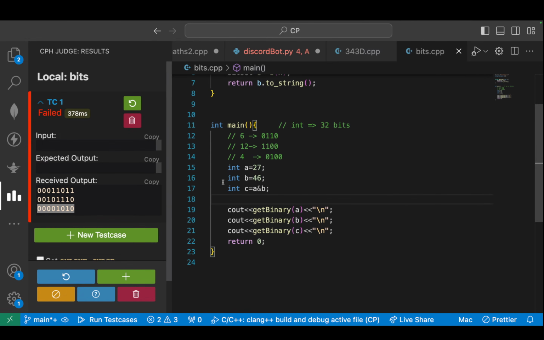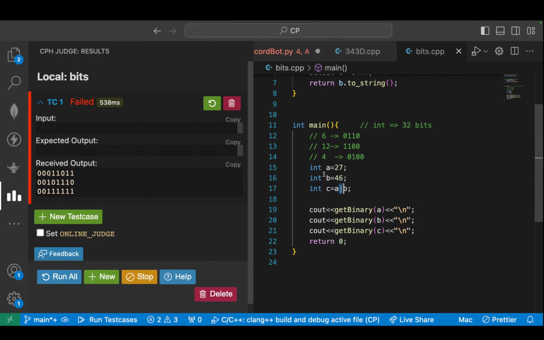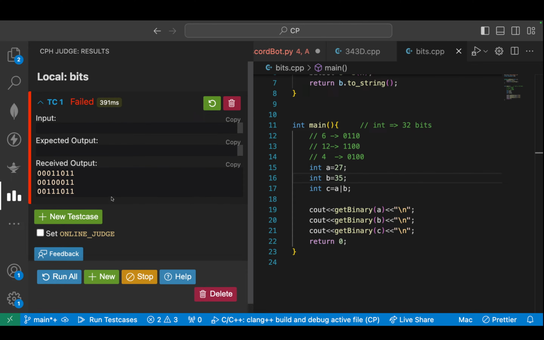Let's try something similar. So the symbol for OR is this particular pipe operator. So once you write it, you can actually test the results. Let's see over here. Okay, so it's getting all the values set. Let's test a different number, maybe 35. So over here you see the bits wherein at least one of the bits are set. For example, at this particular place, right over here where my cursor is.